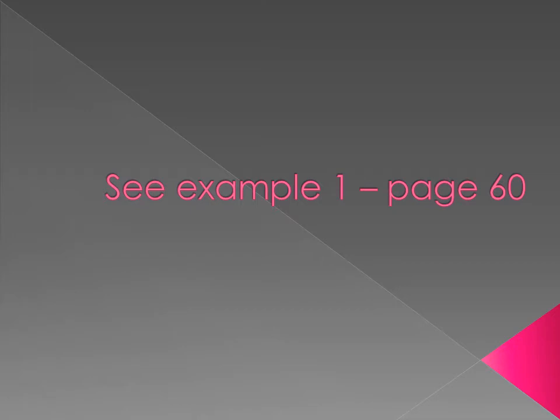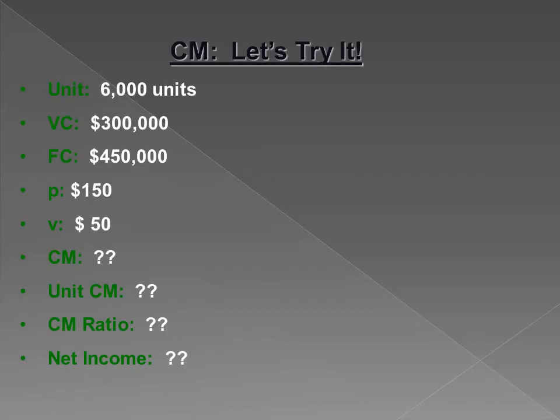Now look at your example on page 60 in your text. On page 60, you will see an example of unit contribution margin as well as your contribution margin ratio. So I want you to take some time to look at that to see if you understand it before you move forward. Now let's try an example together. This is not in your text. And before you click over to the next slide to see the answers, see if you can figure this out on your own.